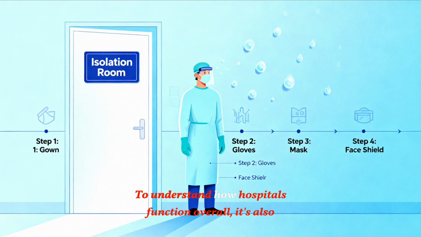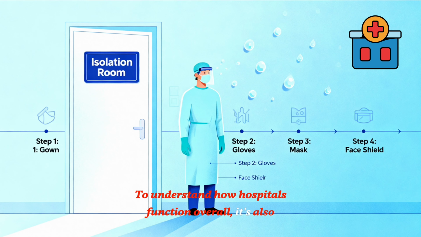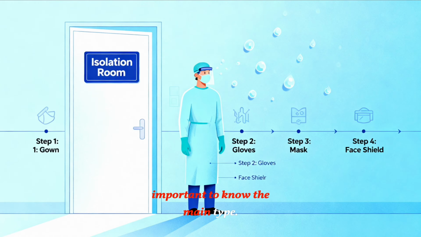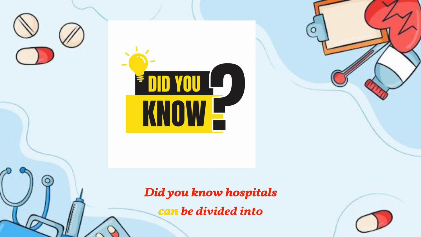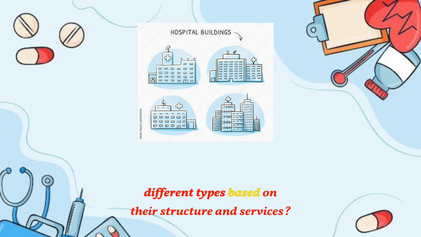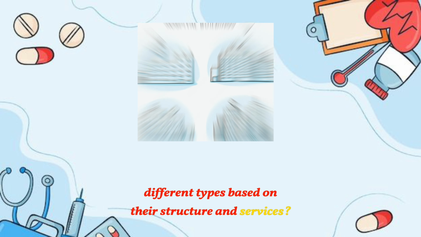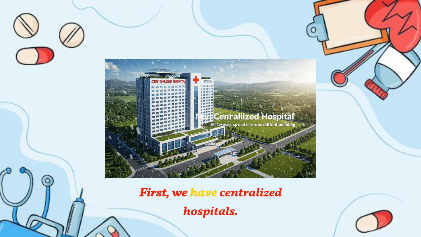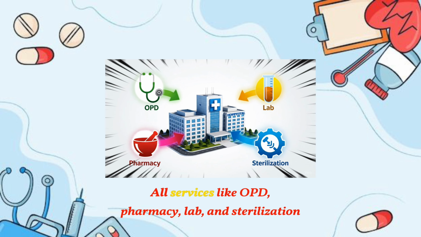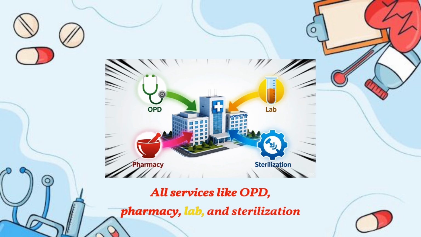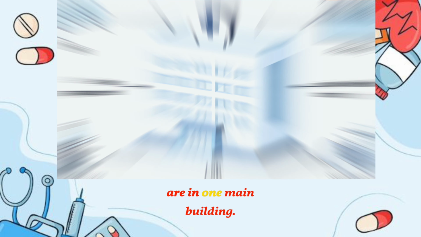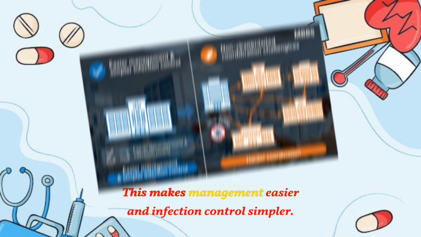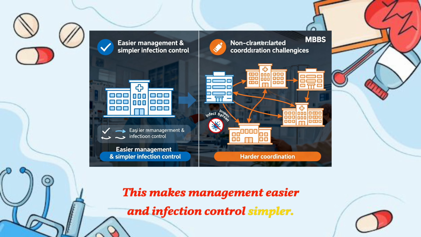To understand how hospitals function overall, it's also important to know the main types. Did you know hospitals can be divided into different types based on their structure and services? Yes, first we have centralized hospitals. All services like OPD, pharmacy, lab, and sterilization are in one main building. This makes management easier and infection control simpler.